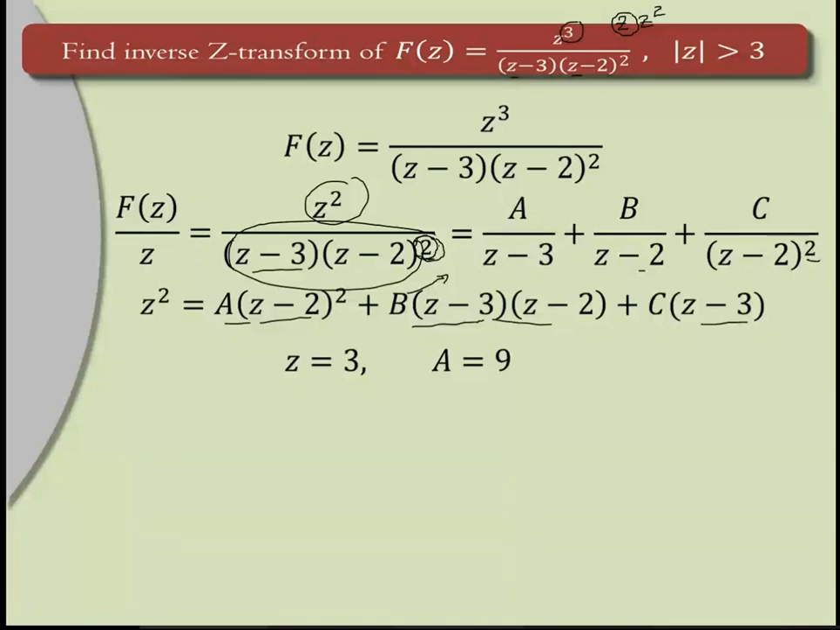Now, check whether any other substitution so that two terms get cancelled. Yes, if you put z equal to 2, this term gets cancelled, this term also gets cancelled. So by putting z equal to 2, 2 square will be 0 plus c into 2 minus 3. 2 minus 3 is minus 1. Taking this minus 1 to other side, 2 square by minus 1 will be minus 4. So by putting z equal to 2, c will be minus 4.